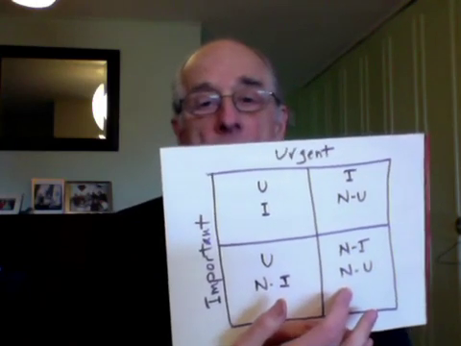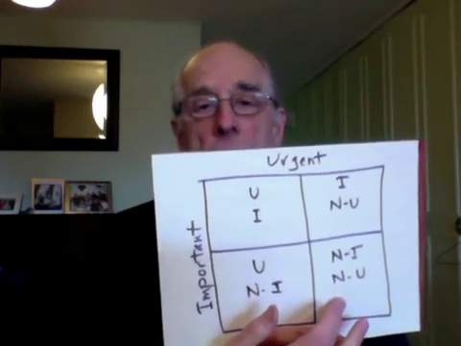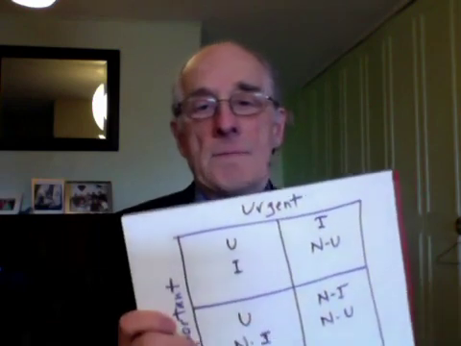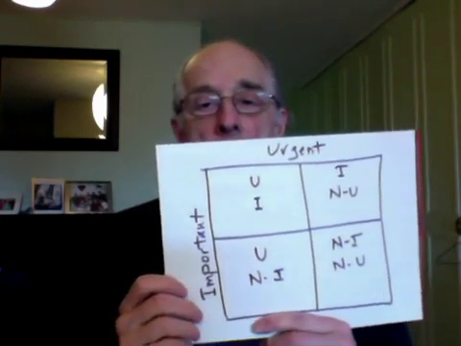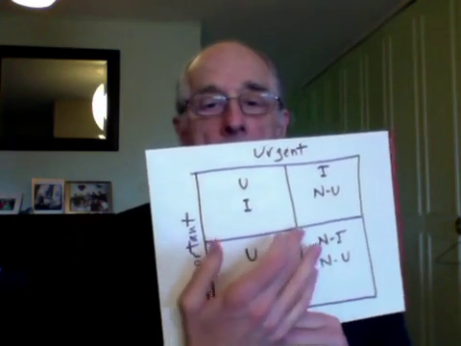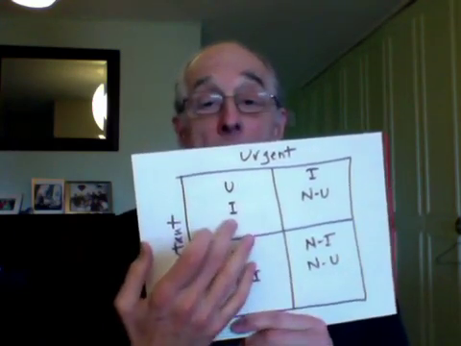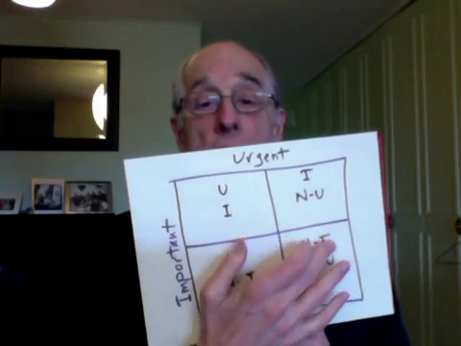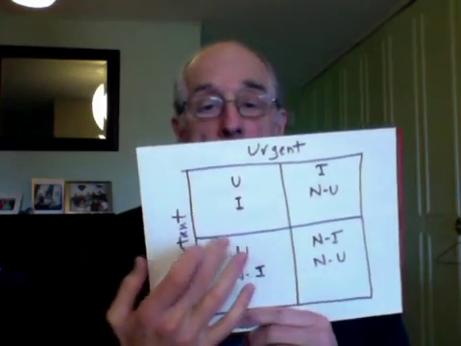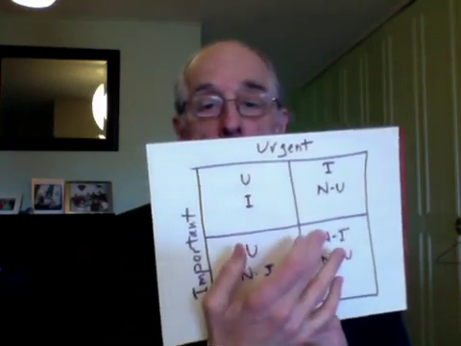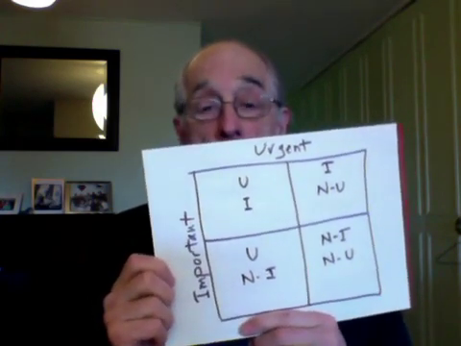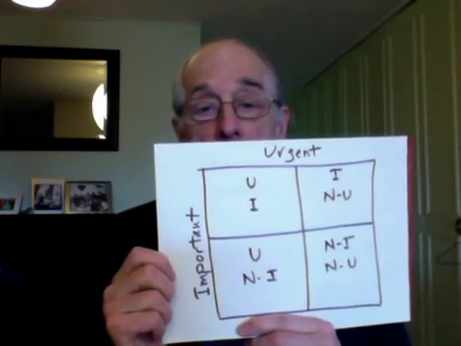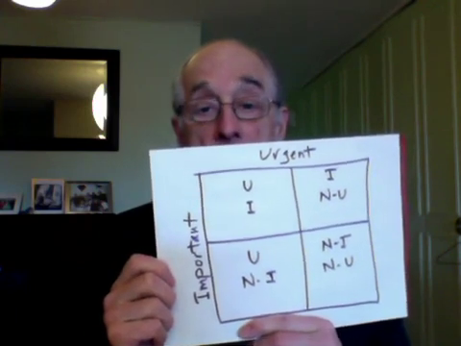So the first thing you do is go through your list of things for the day, and you decide which quadrant they go in. Quadrant 1, 2, 3, or 4. So you decide whether this is an urgent, important task, or an important, not urgent task. So let me give you some examples.